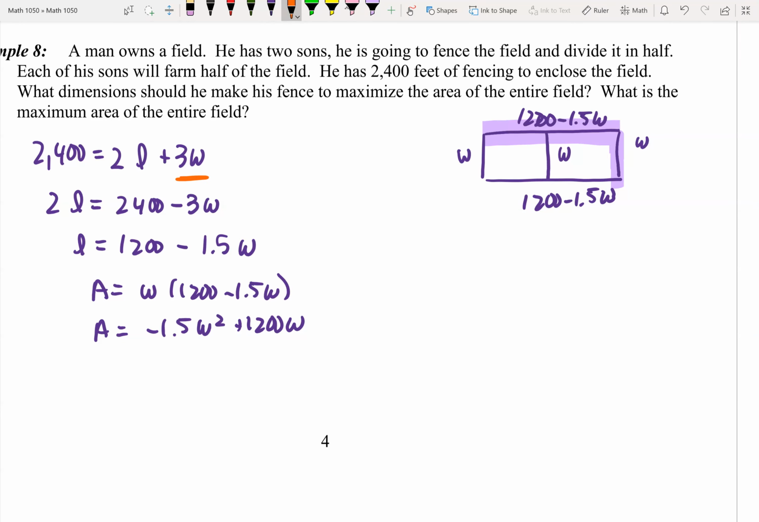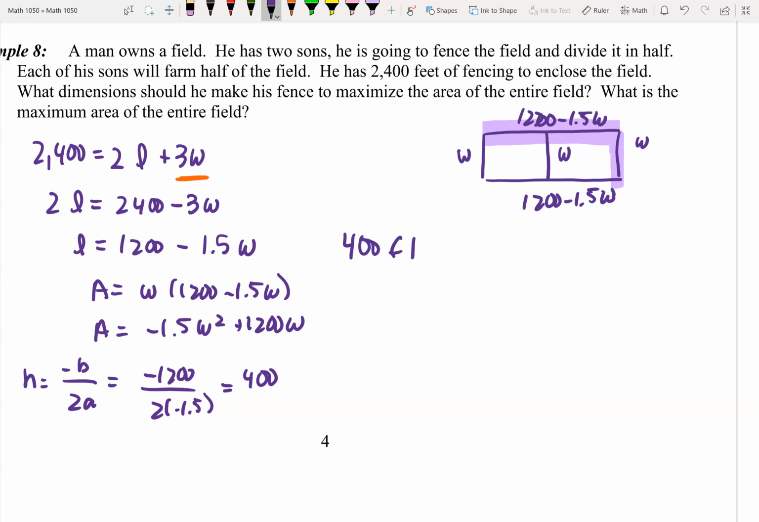Okay, so now let's maximize it. So it's negative B over 2A. That's my H. So it's negative 1,200 over 2 times negative 1.5. So that is 1,200 divided by 3, which is 400. That represents the what again? Tell me. The width. Do they want the dimensions? Yes. So one of the answers is 400 feet by something feet.